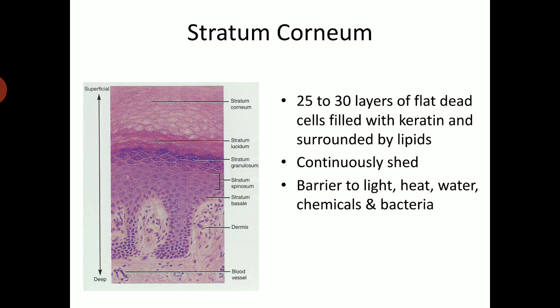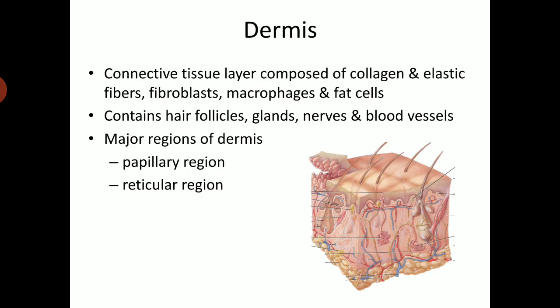Okay, so the next layer is the dermis. Dermis might be considered the core of the integumentary system as it is distinct from the epidermis and hypodermis. It contains blood and lymph vessels, nerves, and other structures such as hair follicles and sweat glands.